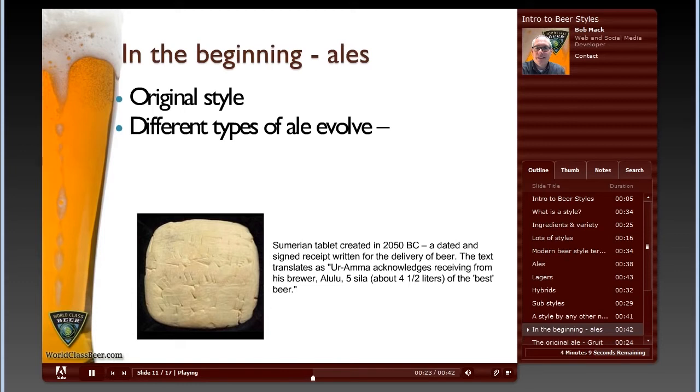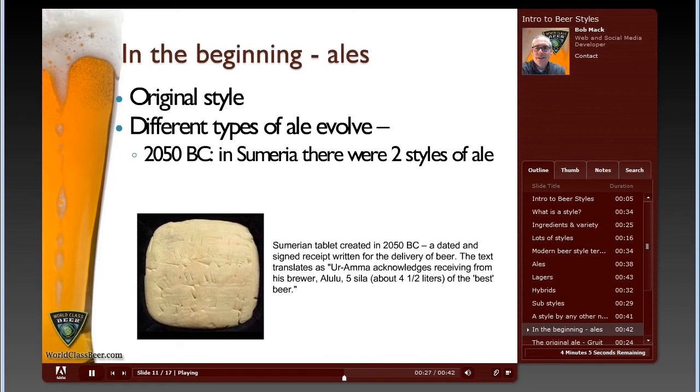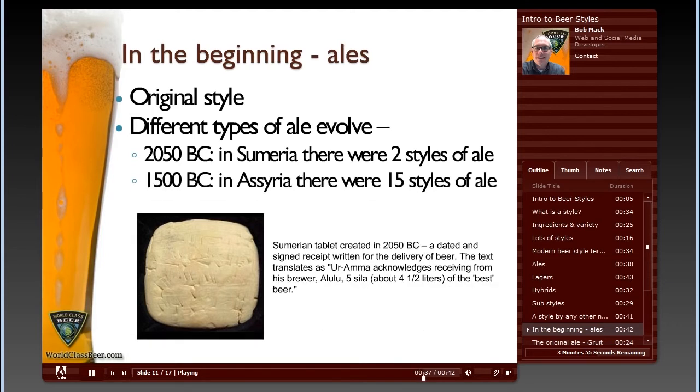of beer. For example, in 2050 BC in Samaria, there were two styles of ale. We know this based on an ancient tablet that mentions them. Also known from ancient writings, in 1500 BC in Assyria, there were 15 styles of ale.